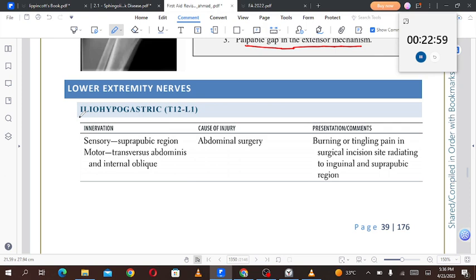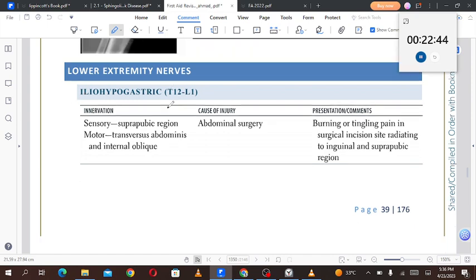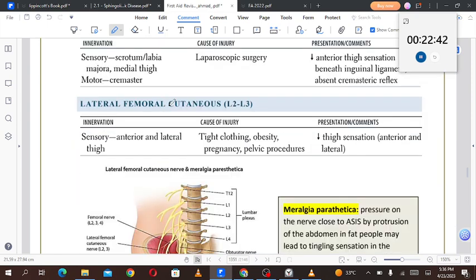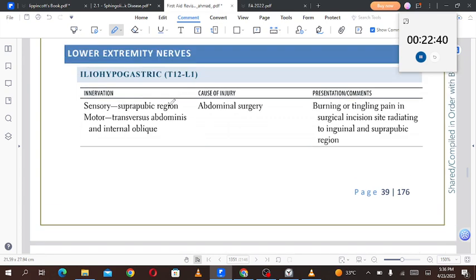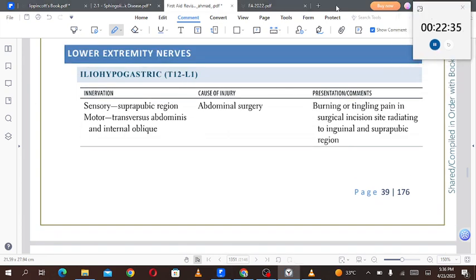Remember to bring roots, trunks, division, cords, and branches. So it was easier. But now when we deal with the lower extremity nerves, it is coming from the lumbosacral plexus. That is a very, very intricate structure. On top of that, the distribution is also kind of vague, so I find it very difficult. So I will try to simplify them as much as I could, but to find some better videos for that as well.